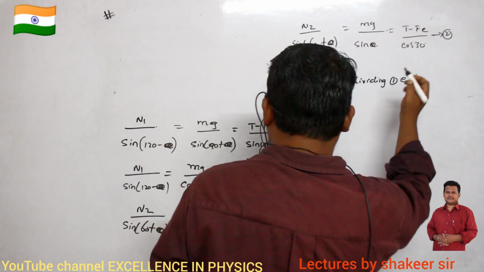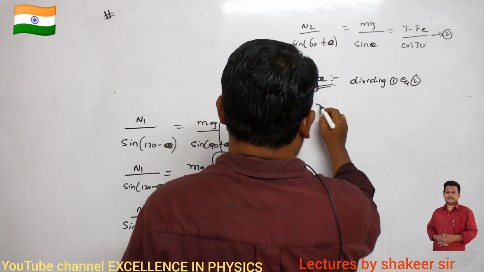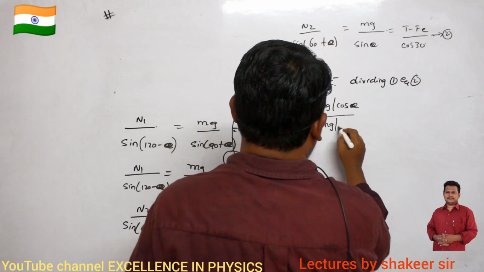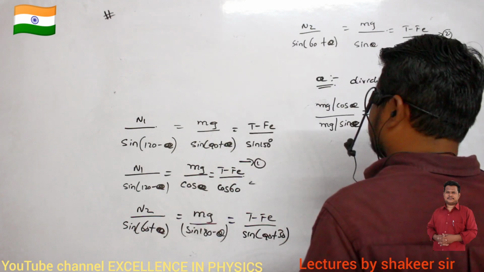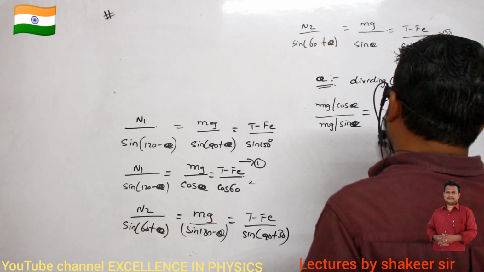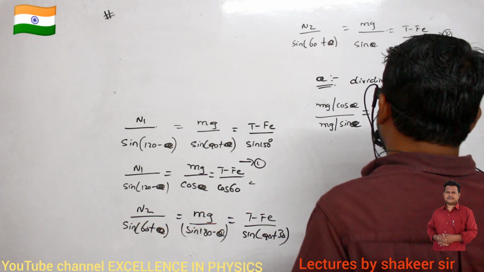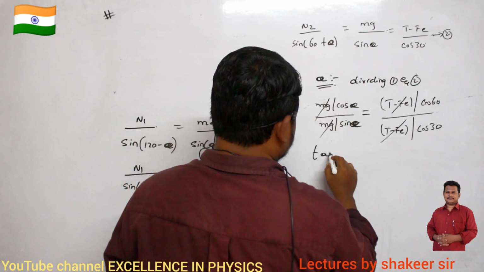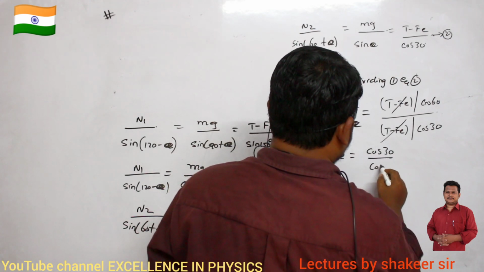So just dividing 1 and 2, what will I get? First I will write this one. mg divided by cos alpha, divided by mg divided by sin alpha, is equal to (T minus Fe) divided by cos 60, divided by (T minus Fe) divided by cos 30. So mg gets cancelled, no? This becomes sin alpha by cos alpha, which is called tan alpha. Tan alpha is equal to cos 30 divided by cos 60.